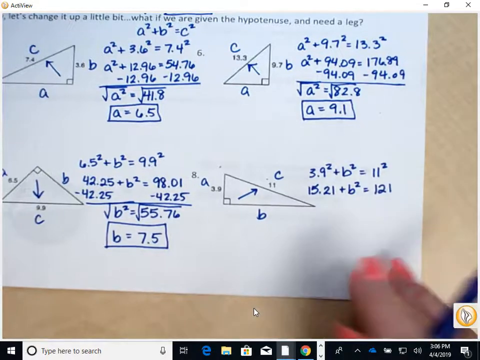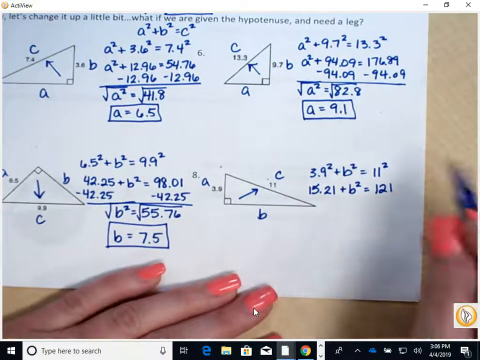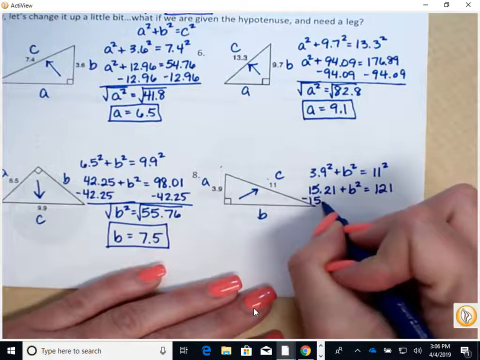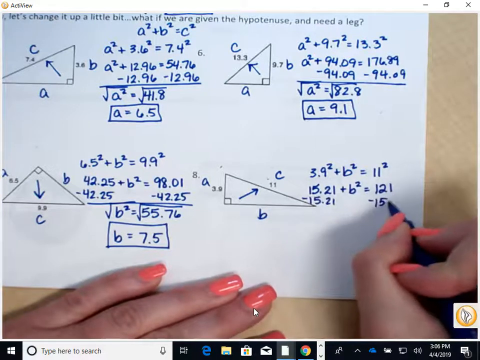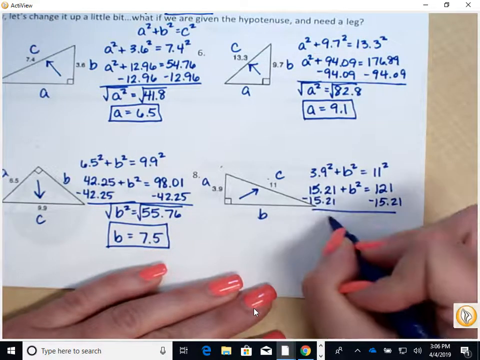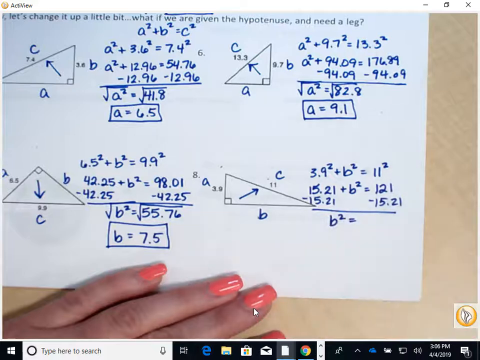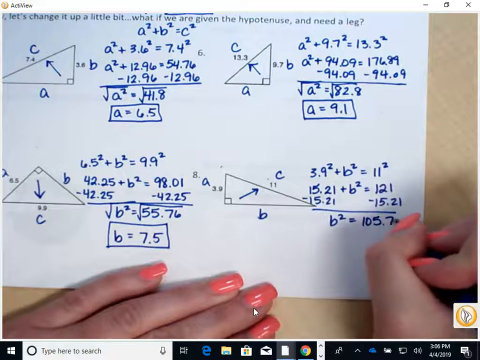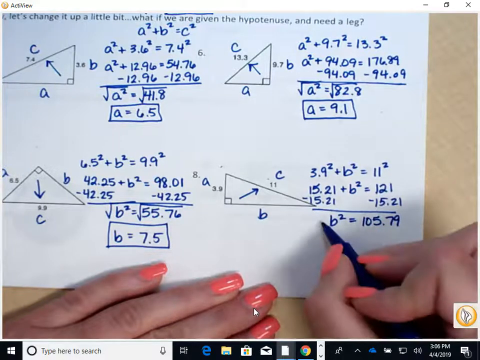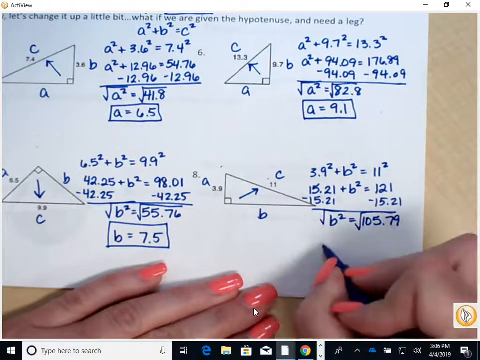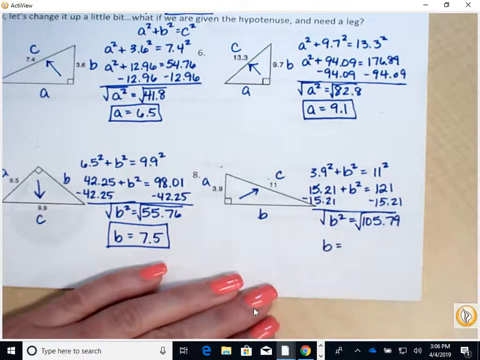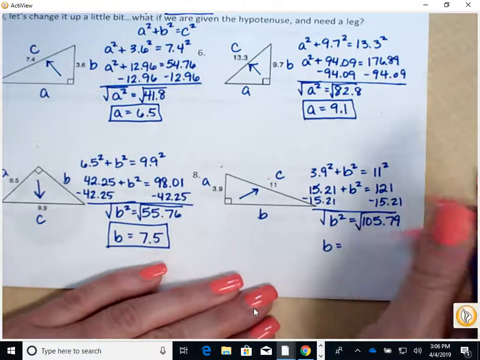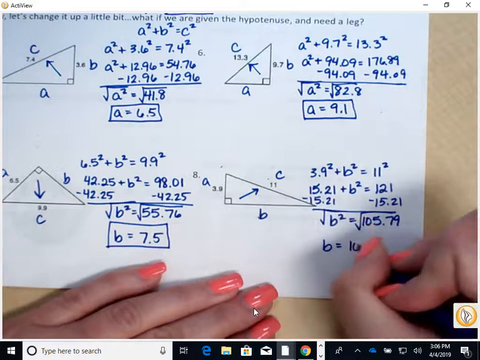And then it's all about getting the B by itself. So subtract 15.21. That leaves me B squared equals 105.79. And last but not least, take the square root. You get 10.28, so that rounds to 10.3.